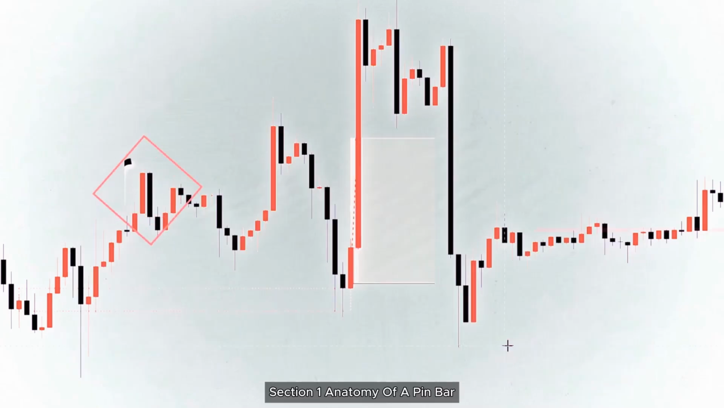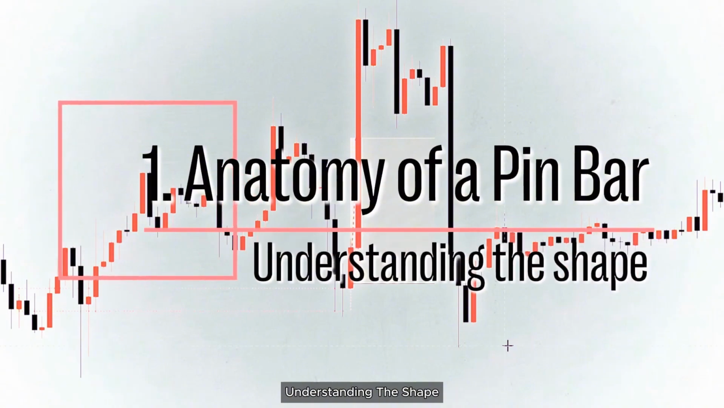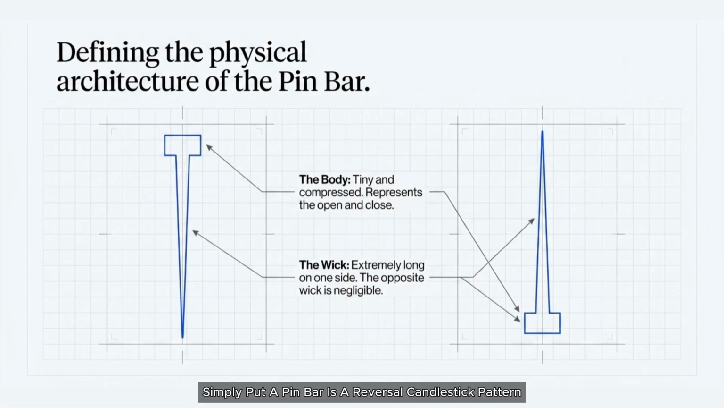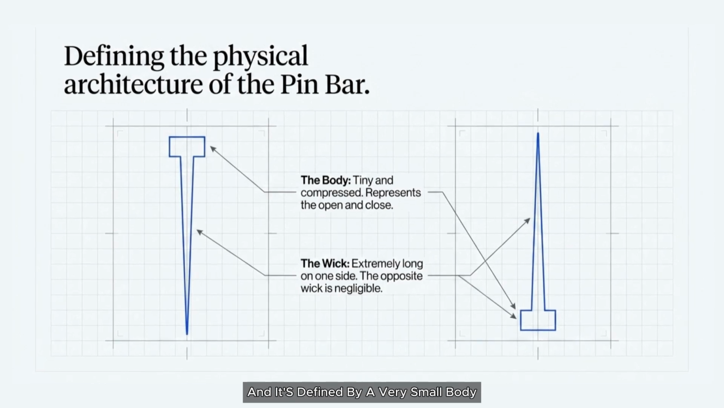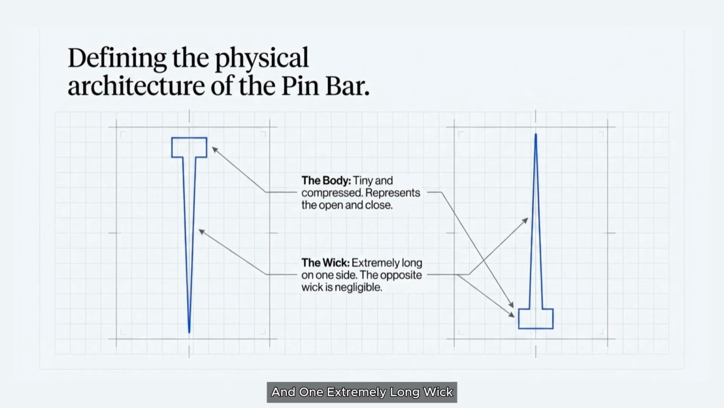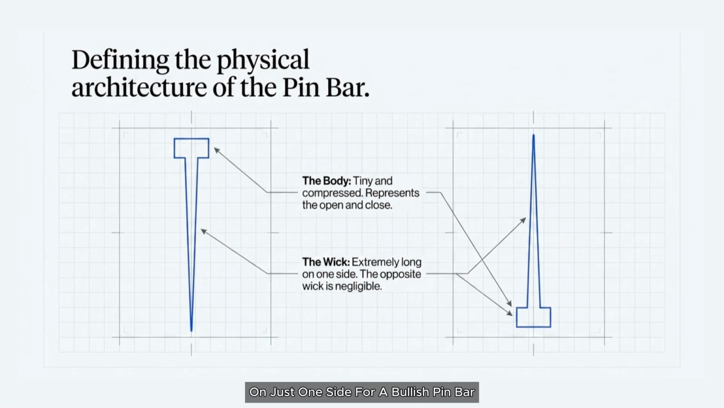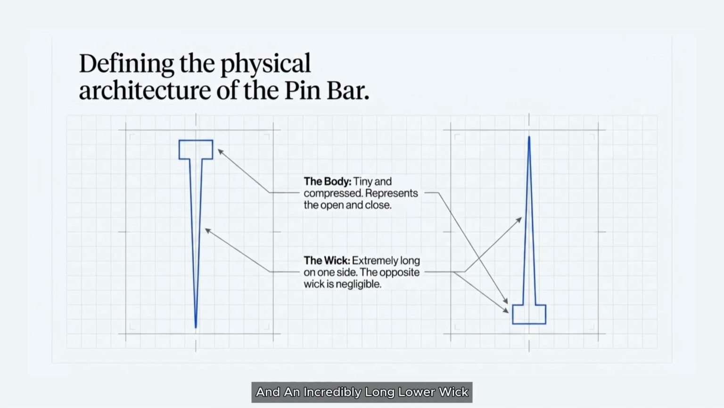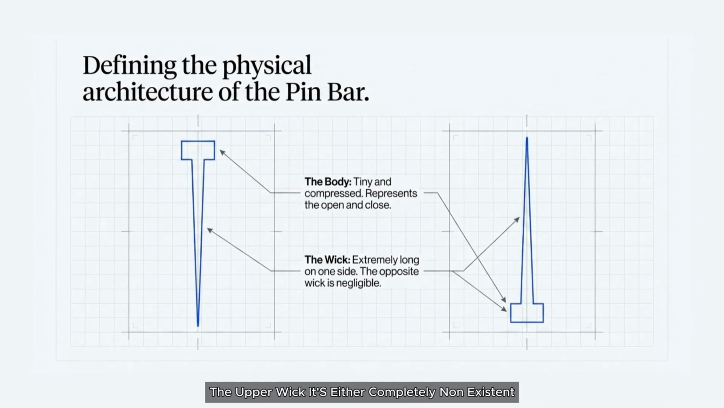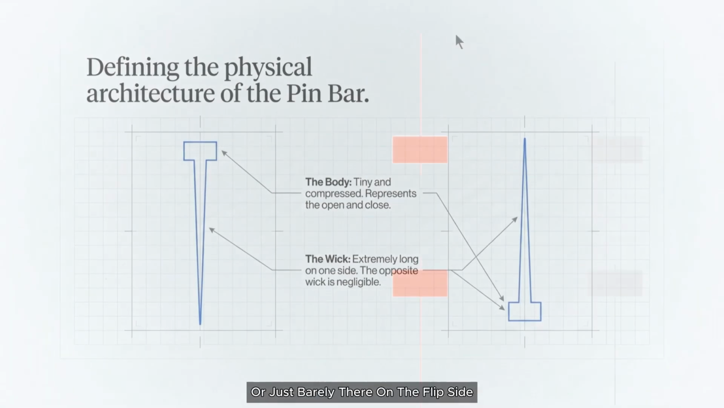Section 1. Anatomy of a pin bar. Understanding the shape. Simply put, a pin bar is a reversal candlestick pattern, and it's defined by a very small body and one extremely long wick on just one side. For a bullish pin bar, you'll see this tiny little body and an incredibly long lower wick. The upper wick is either completely non-existent or just barely there.